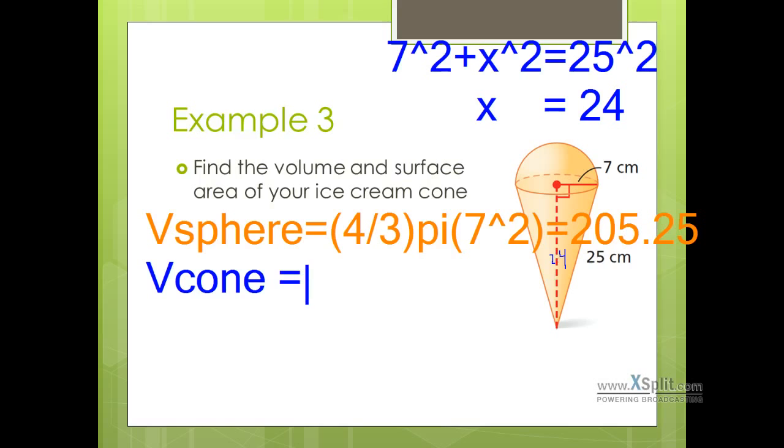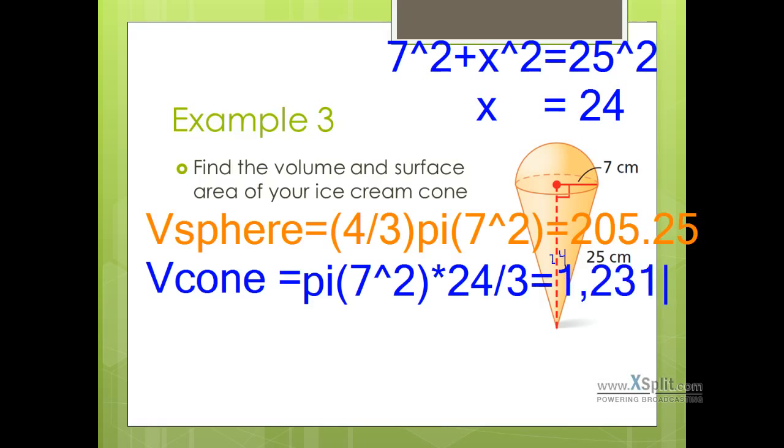You can go ahead and do the volume equation for a cone. Remember that volume equation is the base area times the height divided by 3. So pi times 7 squared times 24, divided by 3. We can plug that all into our calculators. Pi times 7 squared is 49. So pi times 49 times 24 divided by 3 is going to give us a grand total of 1,231.5. In other words, most of your ice cream is in your cone.